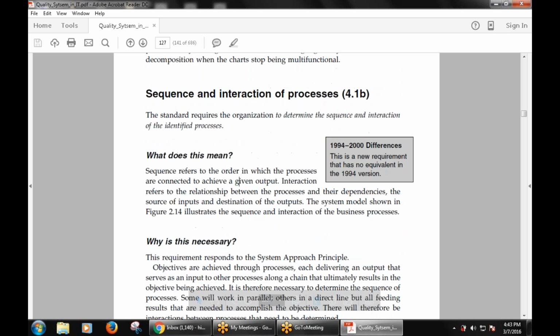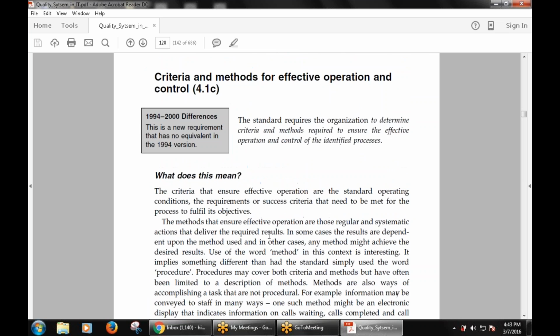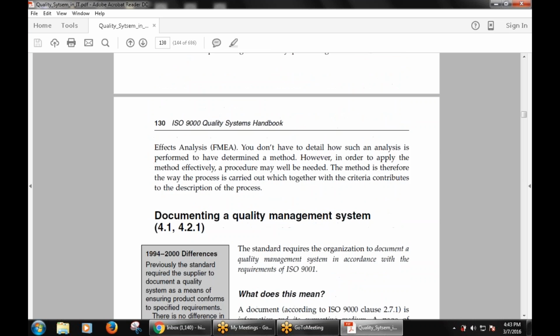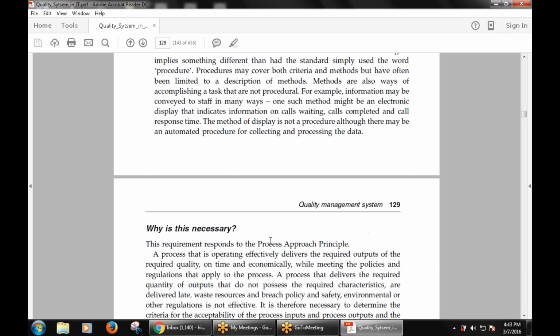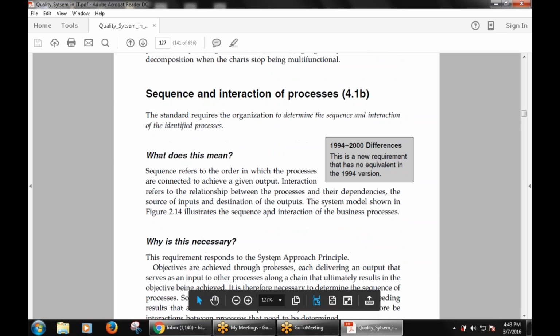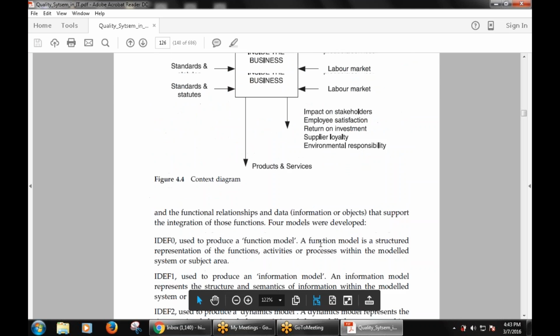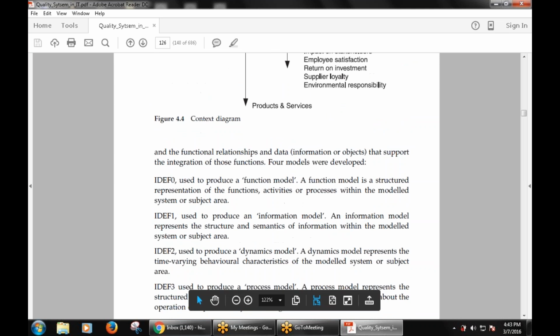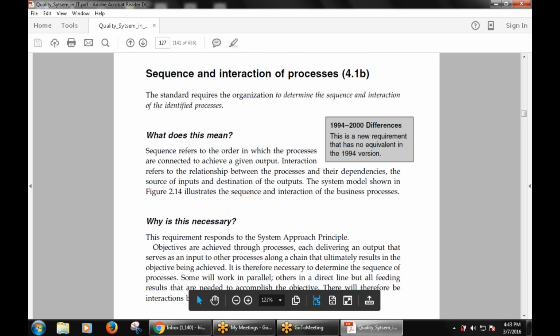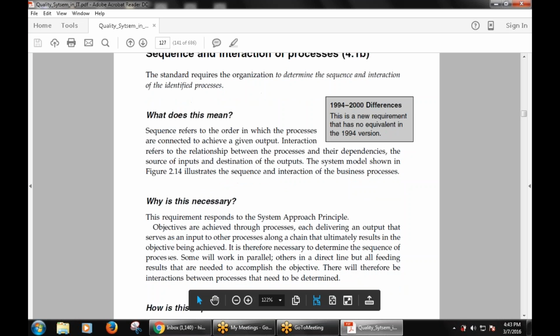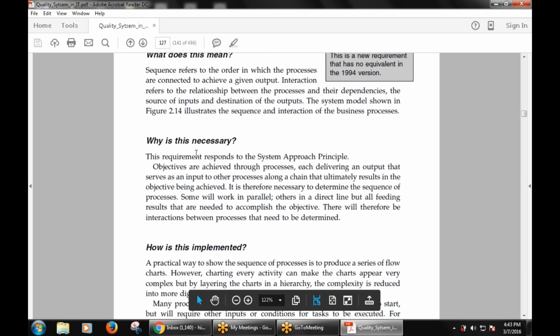And the system model illustrates the system, or this is figure 2.14 that illustrates the sequence and the interaction of business processes. Now, where is the figure number? This one. And this is figure 2.14. That is not available in this one. Okay.